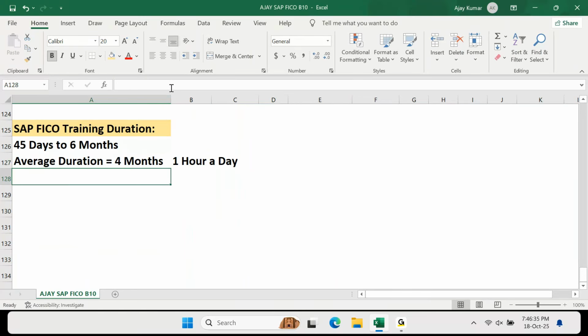Let me take 4 months, 1 hour a day. And 1 hour a day in 4 months, we are completing the entire project. Yes, sir. Now, you know that there are different projects in SAP. If you talk about any implementation project, it will take 4 months or more than 4 months.